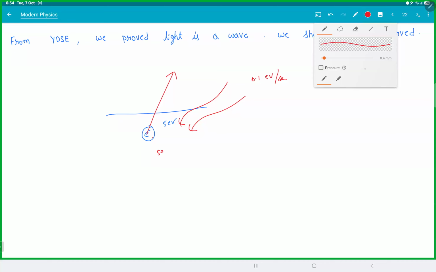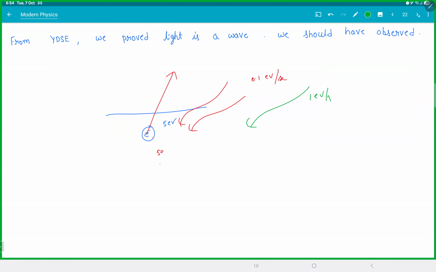Instead of 0.1 eV per second, let's say you had given more energy, that is 1 eV per second, then in 5 seconds you will get 5 eV, and then the electron would have gone out. Are you getting what is happening? It means it doesn't matter what your frequency is. It depends on your intensity. If you give more energy per second, the electrons will come out faster. If you give less energy per second, electrons will still come out, but it will take more time. Are you getting it? If light was a wave, this is what you should have seen, because energy is coming continuously.